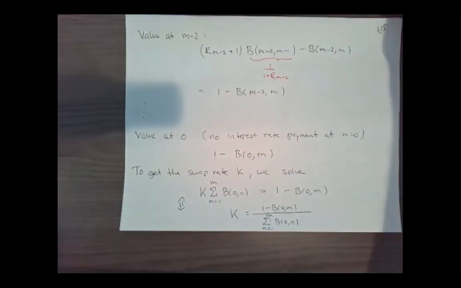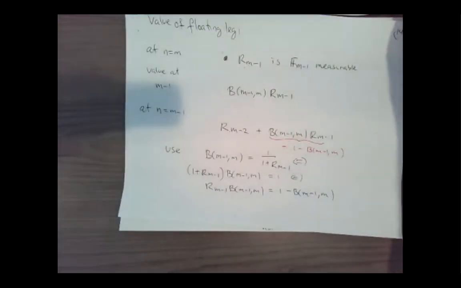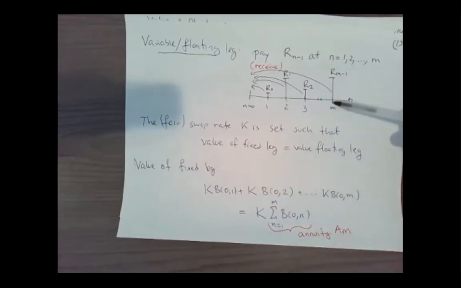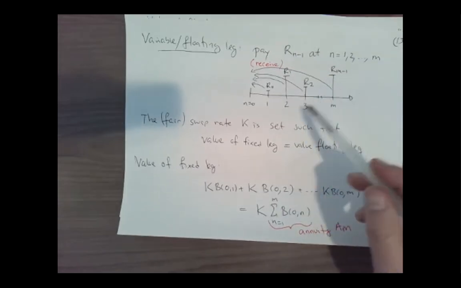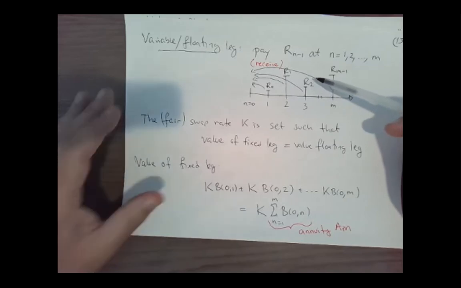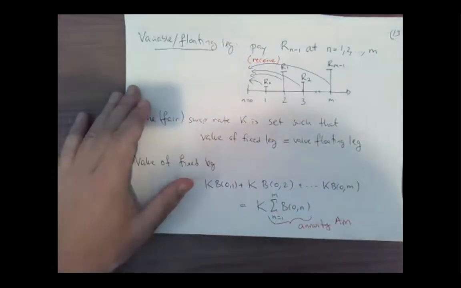Should we do this one more time just to make sure we got it? So we're looking at the floating leg, and the floating leg pays out these payments that are given by the interest rate. And what's important is that the payment you get at time m is going to be given by R m minus 1, right? So the payment you get at time 3 is going to be F2 measurable. So it's easy to move this payment here back one time, right?